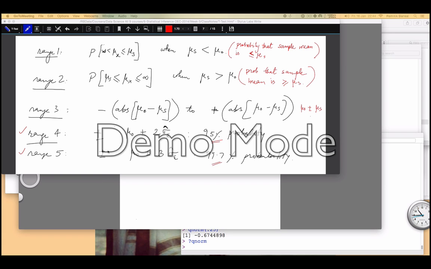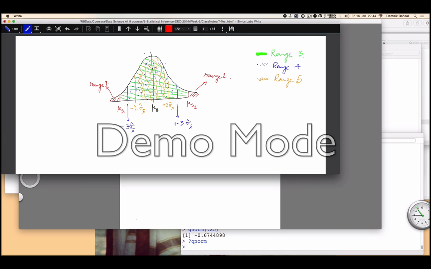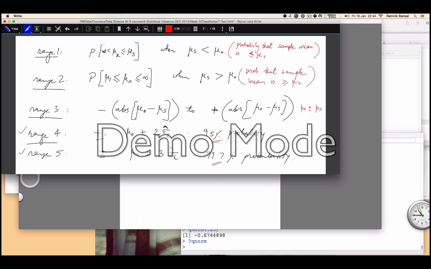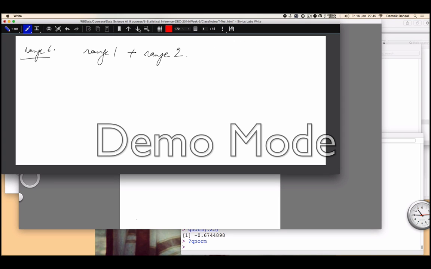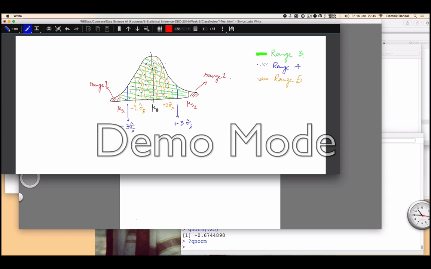So now range 3 is given by what? I say absolute value of mu 0 minus mu s, minus of that to positive of that, right? So that's how I'm defining my range 3, which is given by this green area, all right? And so on. So I define range 4 as mu 0 plus minus 2 sigma x bar. Then range 5 as mu 0 plus minus 3 sigma x bar, right? And this is denoted by around 95% probability. And then plus 3 sigma is 99.7% probability. So what we are saying here is that there is 95% probability that the value that you get would be within the green area.